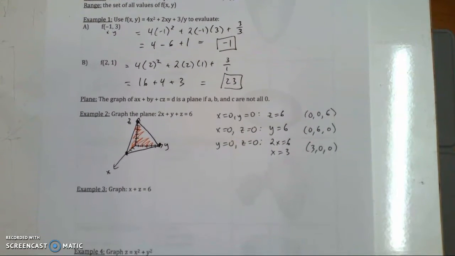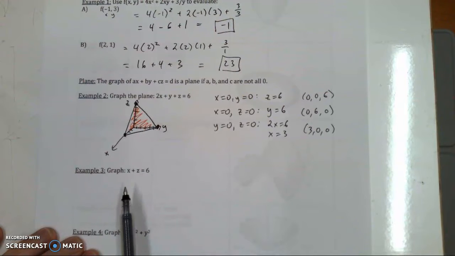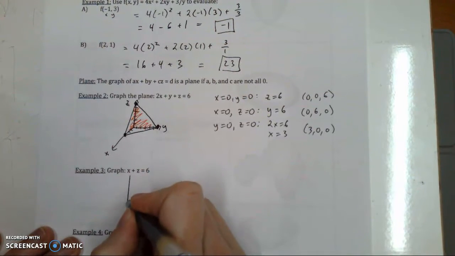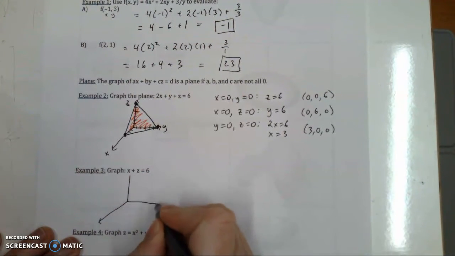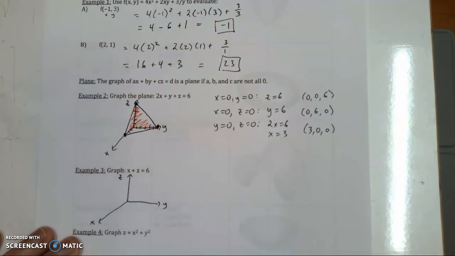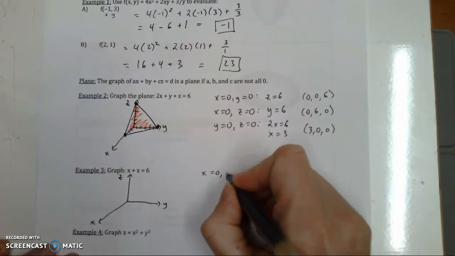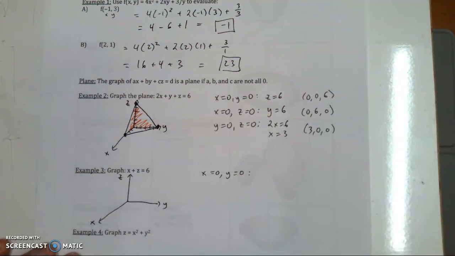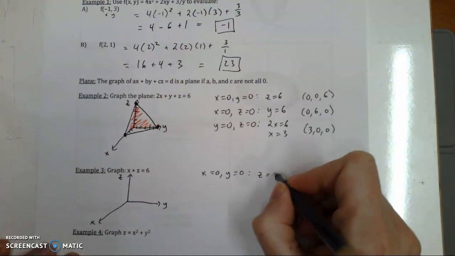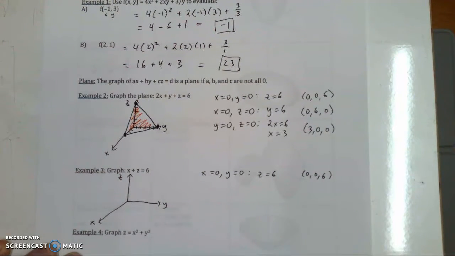Let's try graphing one more plane. Now, you'll notice this one, I don't have a y value. Well, we know that there are special cases with normal lines. So what happens when we have a plane? So let's start once again with x is 0 and y is 0. And of course, there's no y in my equation, so I am just going to get z equals 6, and I get the ordered triple 0, 0, 6.